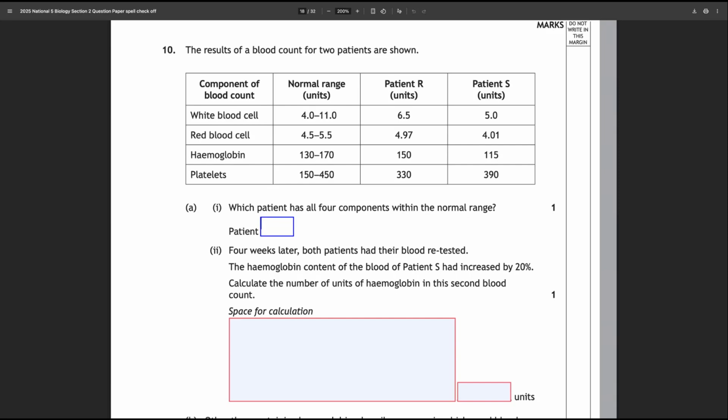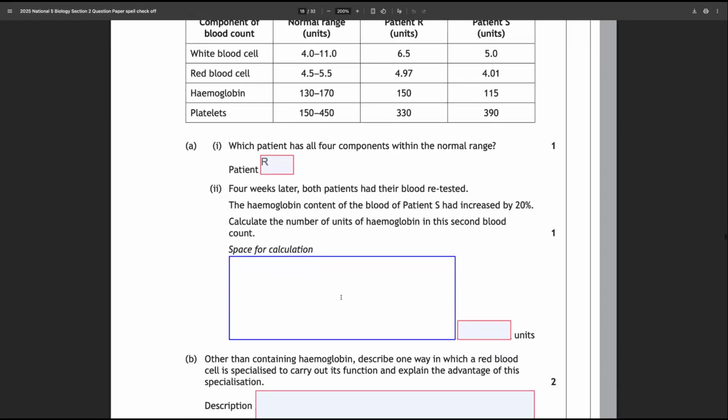The red blood cell range is 4.5 to 5.5, and we can see patient R is within that range at 4.97. However, patient S is not within that range at 4.01. So we can state now that it's going to be patient R, but we'll double check the other ones. Hemoglobin is 130 to 170, and we can see R is within that, and S is not. Platelets is 150 to 450, and again patient R is within that. Patient S also is there, but because they weren't within the normal range for two of the components, we know it has to be R.